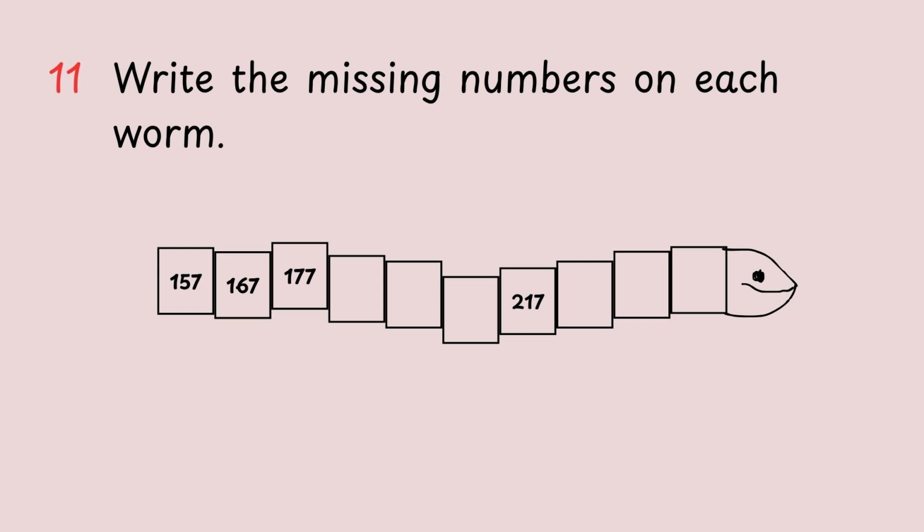Question 11. Write the missing numbers on each one. So we can see that the number in the tens place increases by 1 each time. So this means we are counting forward by tens. So let's keep counting by tens from 177, 187, 197, 207, 217, 227, 237, and 247.